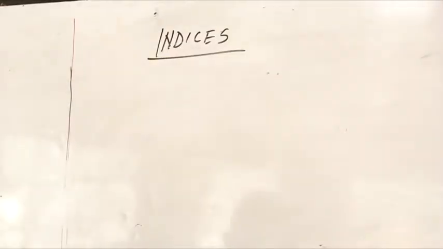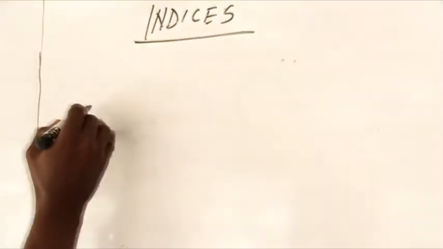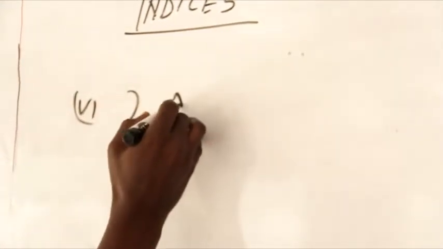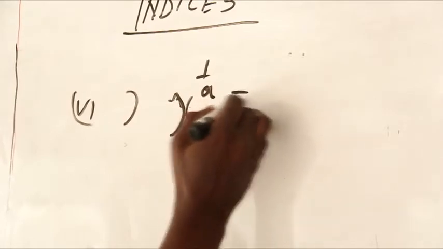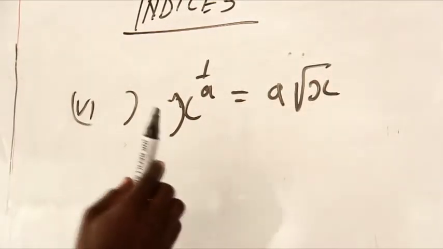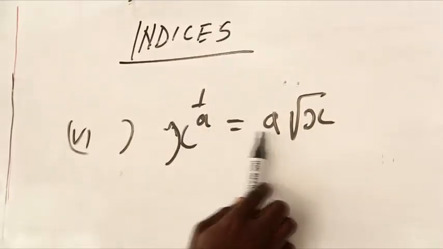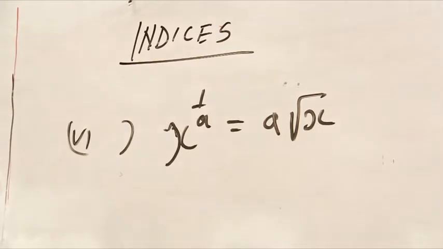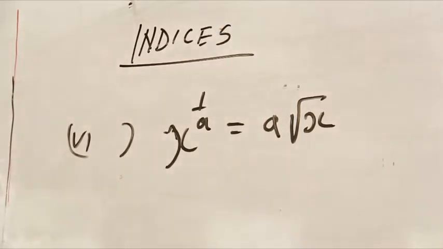Part 2 of indices. We are going to treat law 6 and law 7 and solve many more problems on indices. Law 6 states that x raised to the power of 1 upon a is equal to the a-th root of x. This implies that if you take a number raised to a fractional power, just take the root of the denominator of the fraction. For example, we have a problem like this.